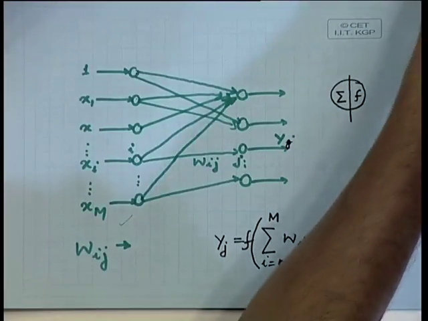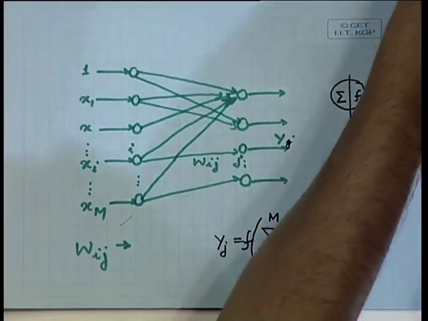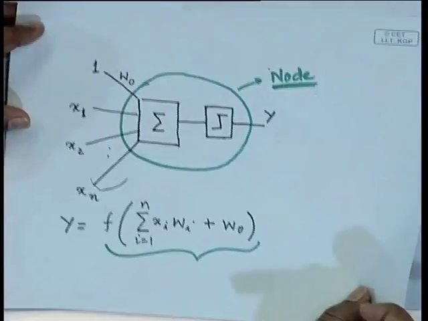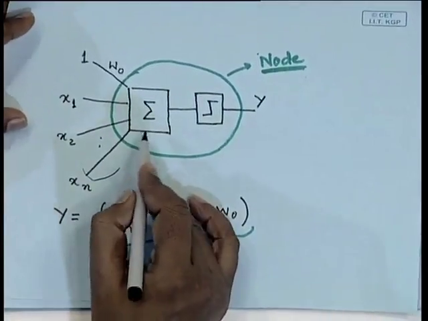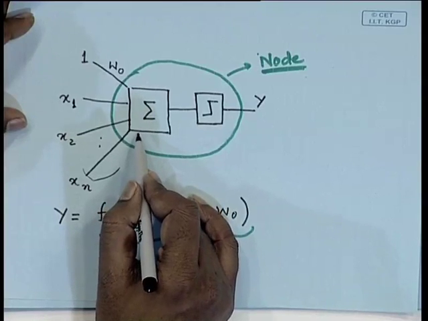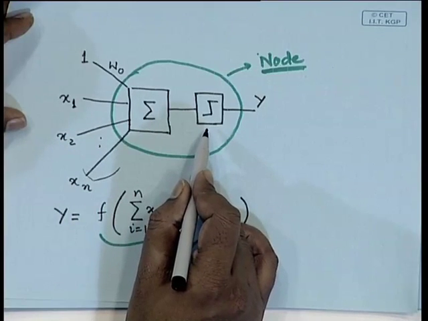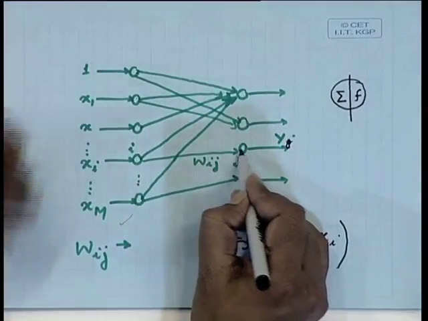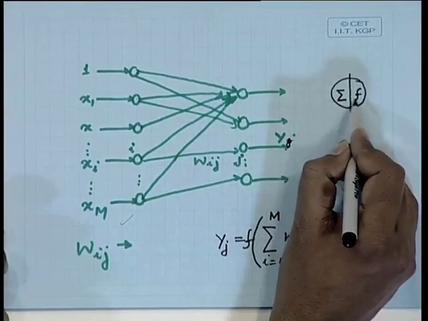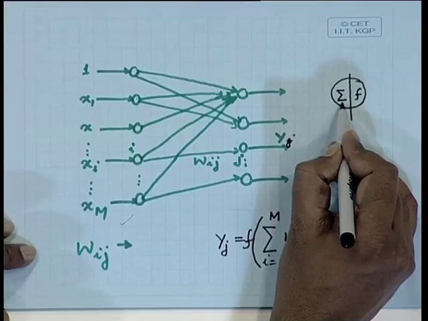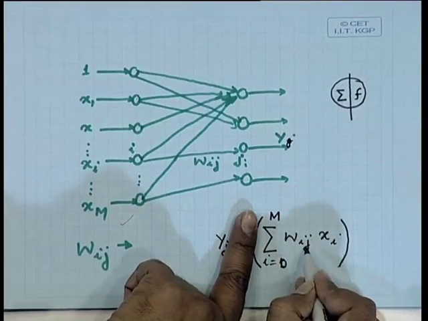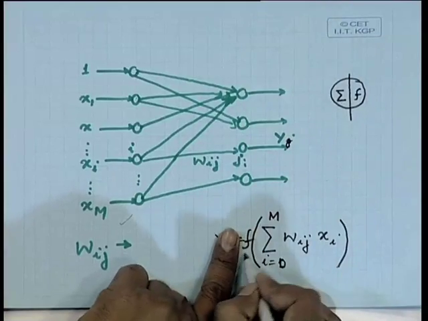Coming to our initial nodes which we have defined, I have an adder unit followed by a non-linearity. So I can say that each of these nodes is broken into two parts. One part computes the summation, which is this, followed by non-linearity f.